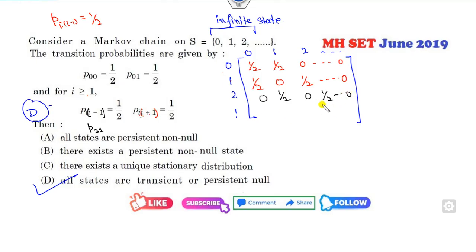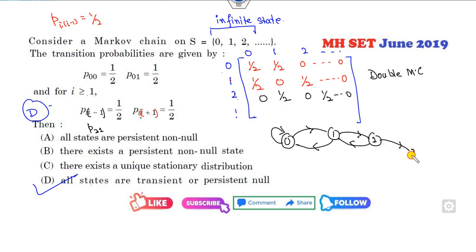So clearly it's a doubly stochastic Markov chain. Column sum is 1, row sum is also 1. And if you want to draw the diagram, 0 to 0, 0 to 1, 1 to 0, 1 to 2, fine, 2 to 1, 2 to 3, and so on. So clearly, I can start from 0, reach 1, 1 to 2. So this Markov chain is my irreducible.